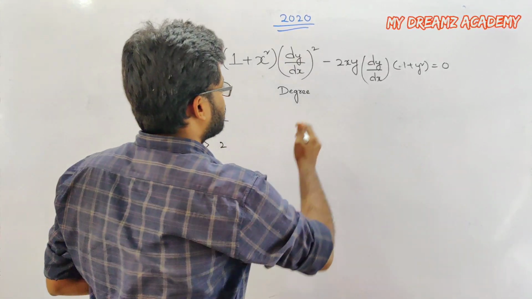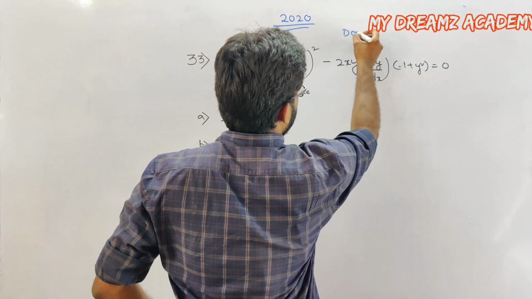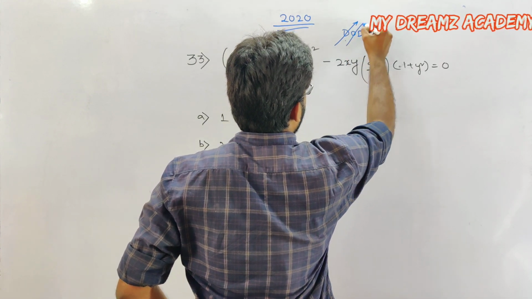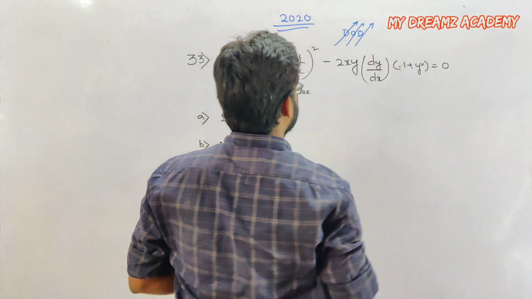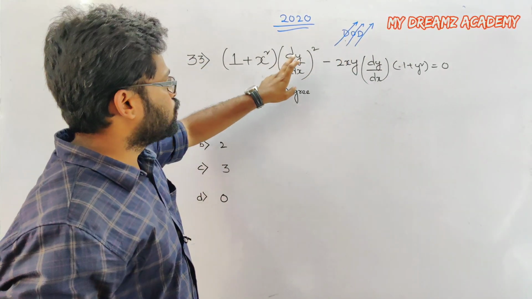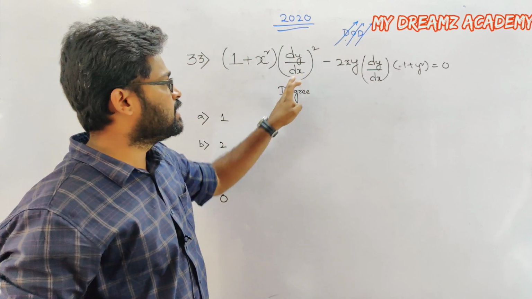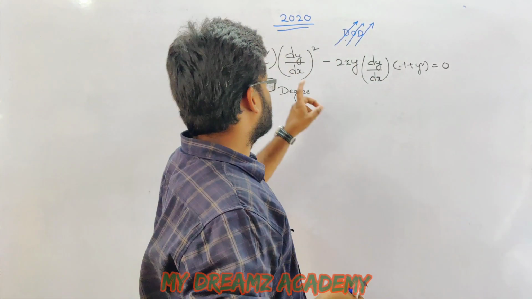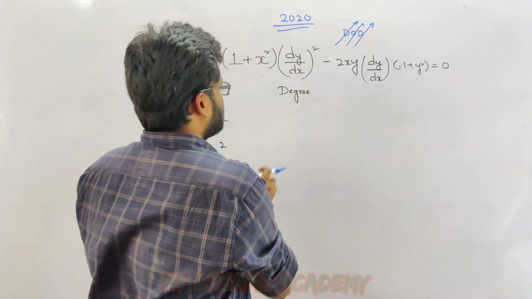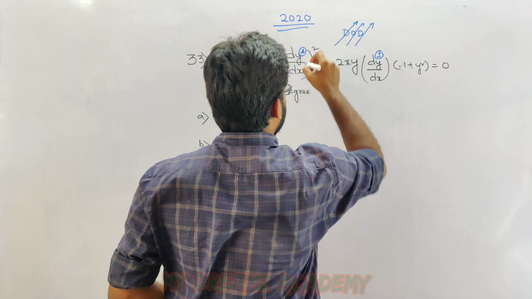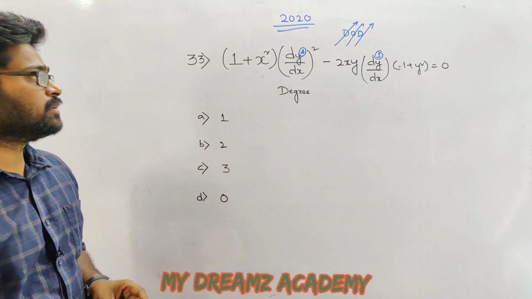First of all, you need to follow this order: you need to see the differential coefficient, then order, then degree. Highest order power is degree. Here we have two differential coefficients, one is dy by dx and another one is also dy by dx. So this is order 1 and this is also order 1. So both are order 1 only. Then we need to see the degree.